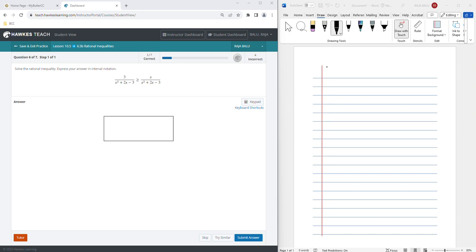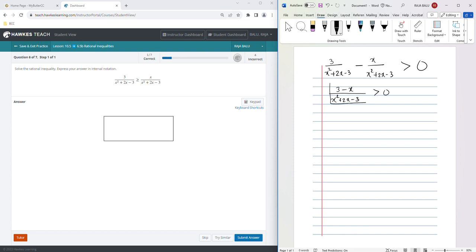So in this problem, we solve the rational inequality given there, and it is not in a standard form. So we first get it into the standard form, which means the right hand side must be 0. So we subtract both sides with that right hand side quantity, which would be x over x squared plus 2x minus 3, and then we get the right hand side 0 nicely. So now we have a common denominator, x squared plus 2x minus 3, numerator 3 minus x, greater than 0. So now we can start working from here.